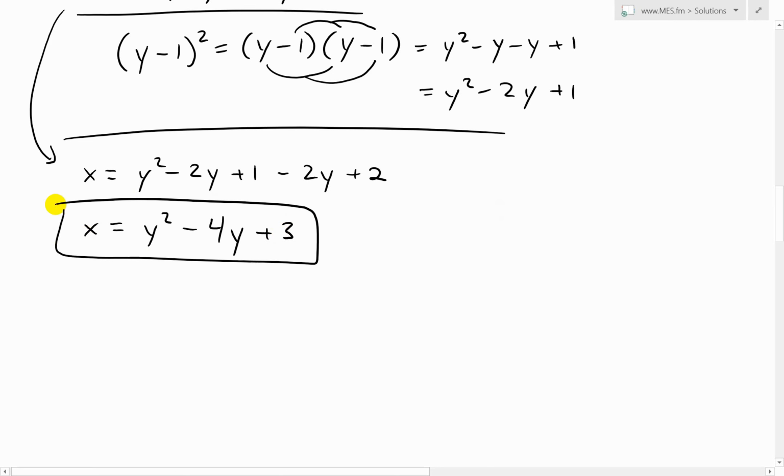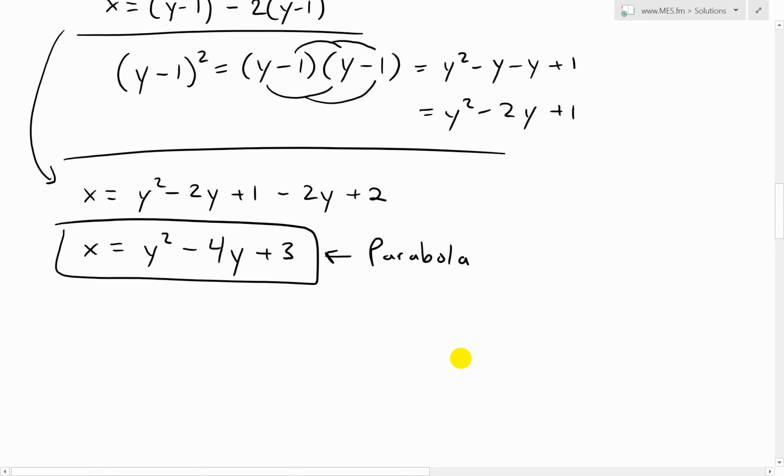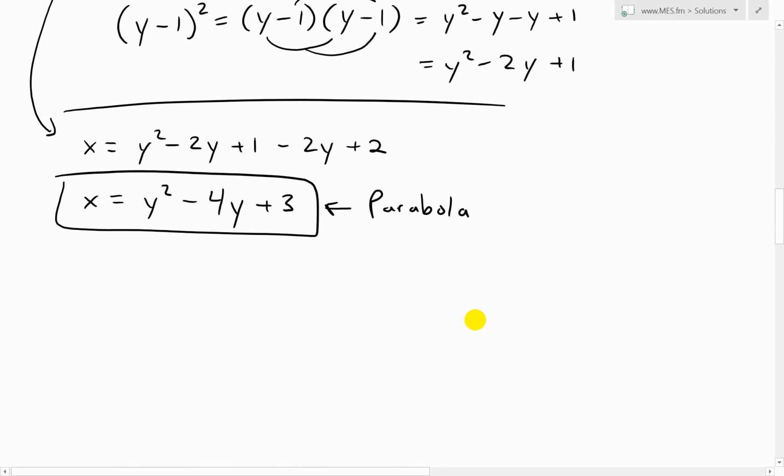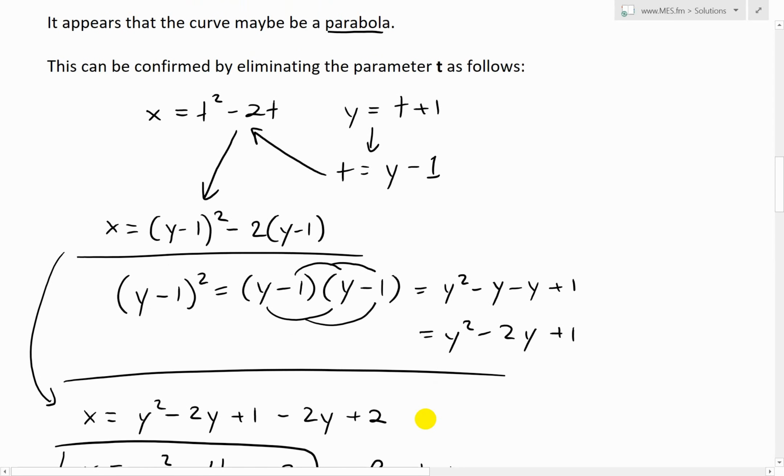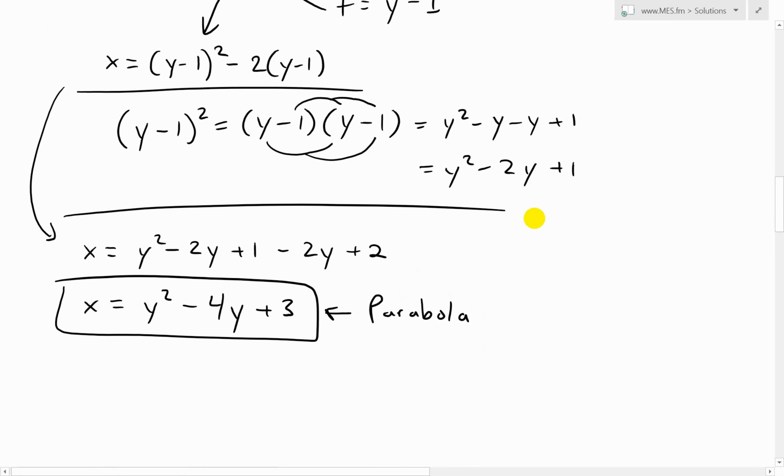So as you can see here, this is in fact a parabola. This is a horizontal parabola actually, because we have x as a function of y in this case. Yeah, and you can learn more about parabolas in my earlier videos. I'll put a link below to that. But basically, we can move around this and see that it is in fact a parabola.